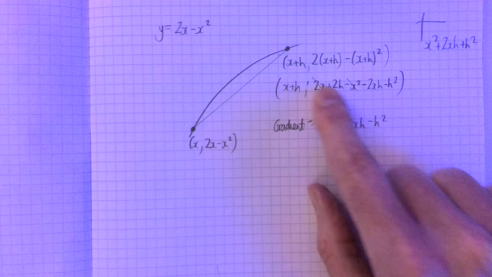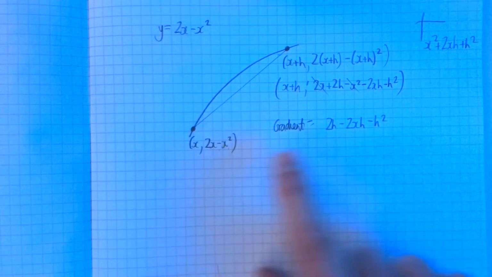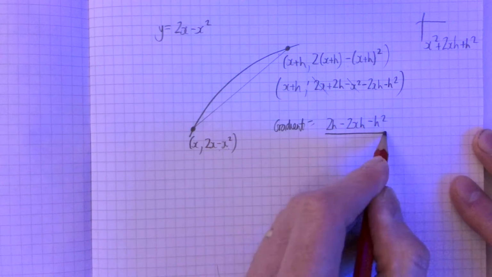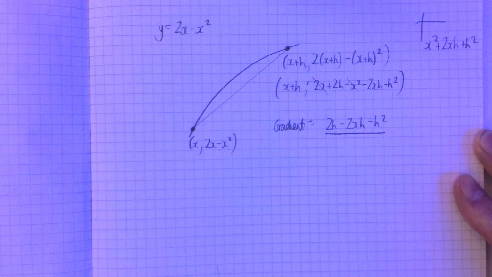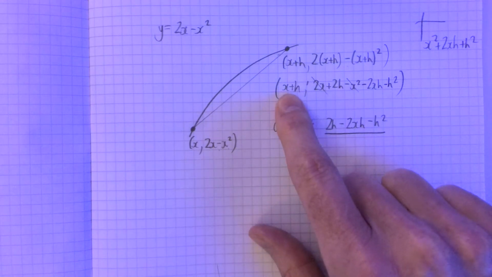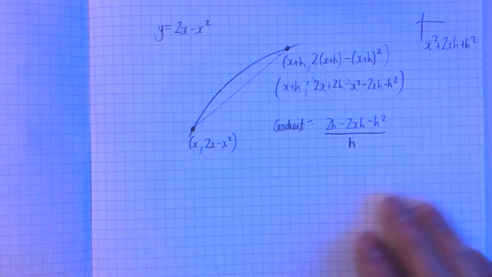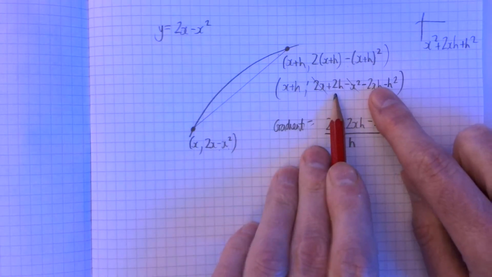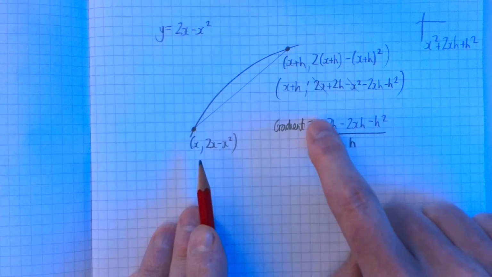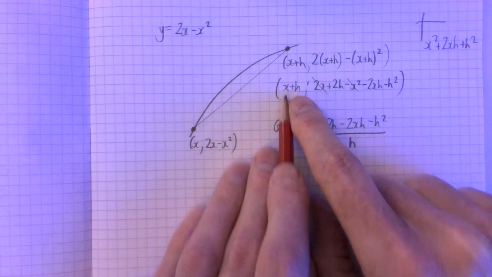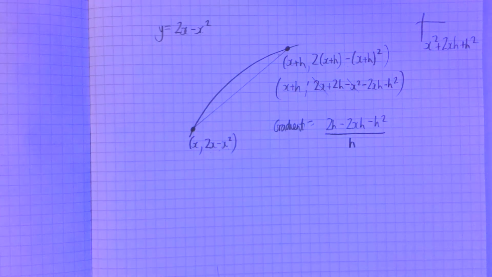So that's y2 minus y1 gives me that. And then on the denominator we've got x2 minus x1, which just gives me h. Okay, so in getting this, I've just done that, take away that to get my numerator, and that, take away that to get my denominator. And then there's the really neat trick.